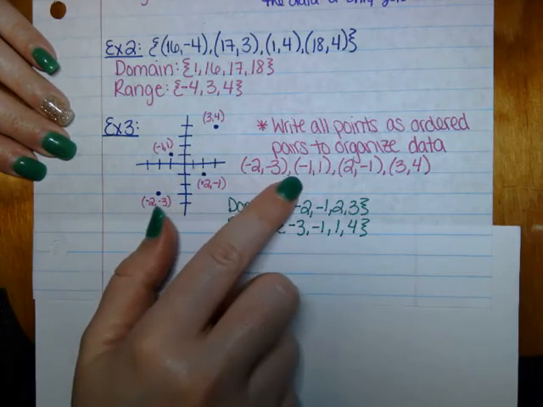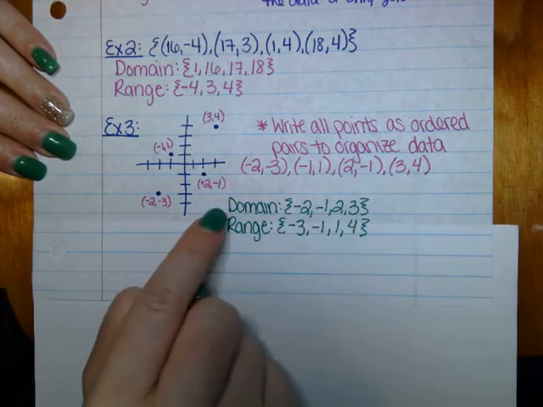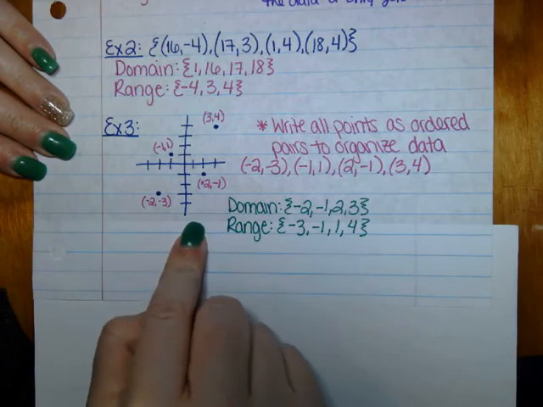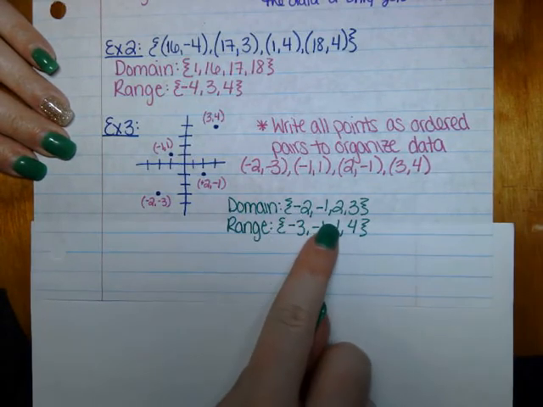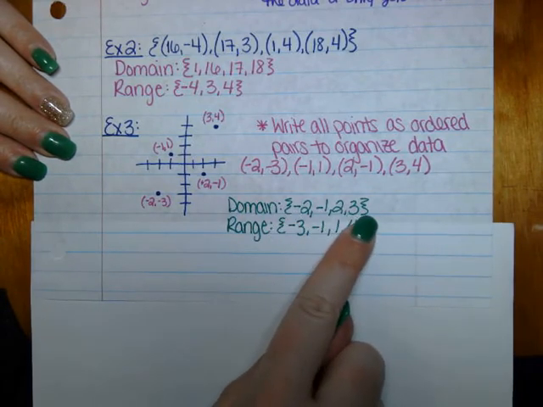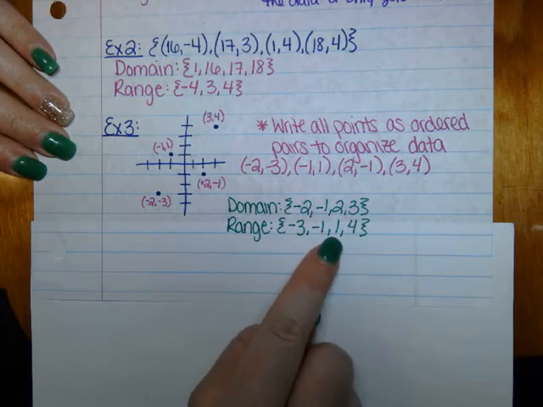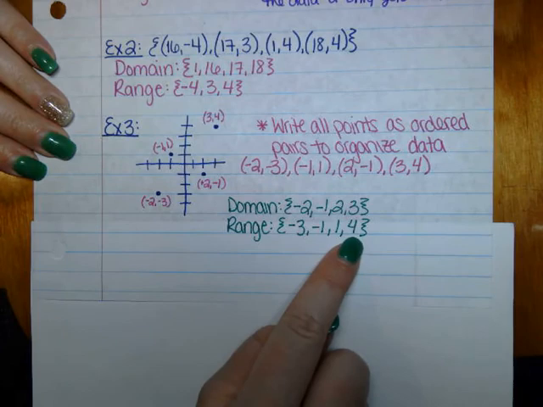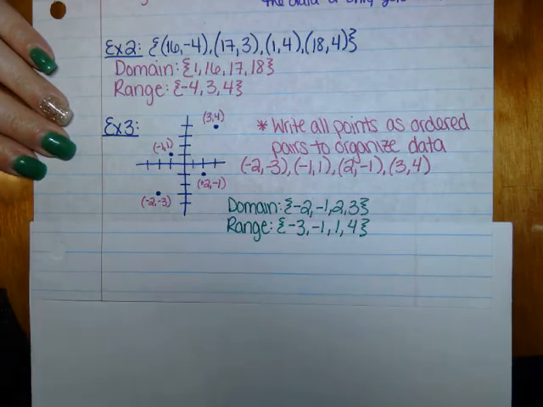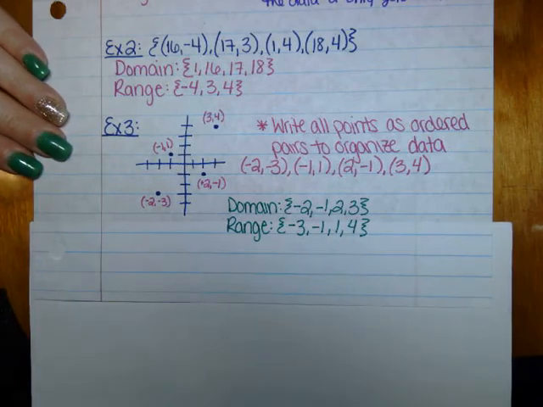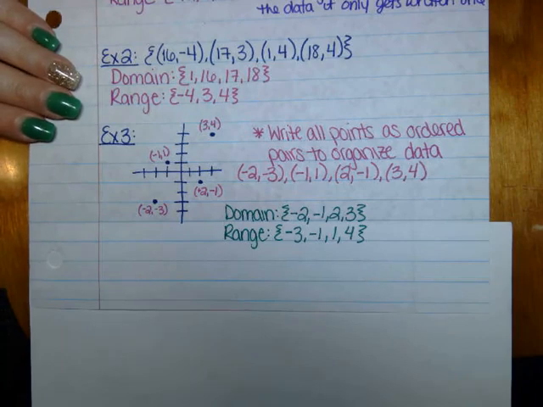Now I'm going to use those ordered pairs to write my domain and my range. So my domain would be -2, -1, 2, 3, and my range would be -3, -1, 1, 4. Again, the key is to remember that when you list domain and range, it's least to greatest, and no numbers get repeated in the listing phase.